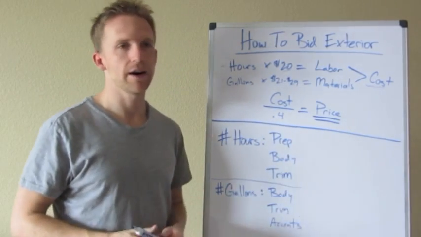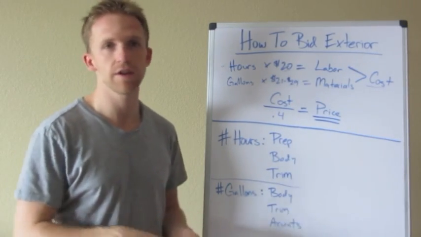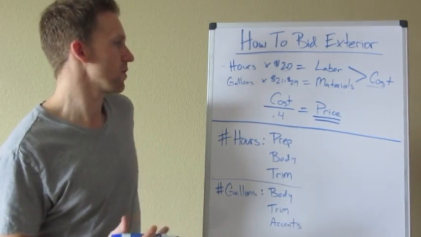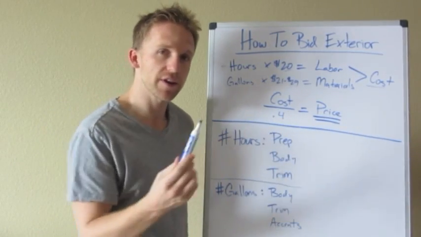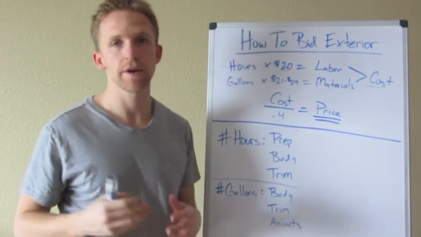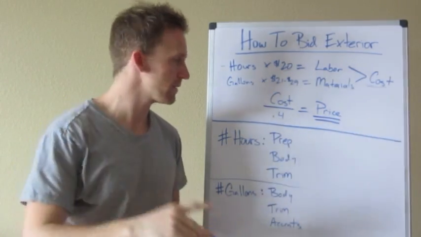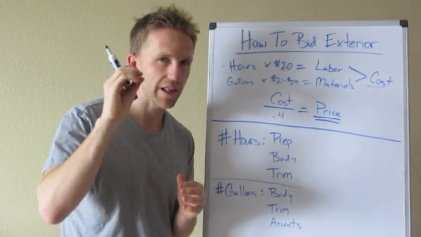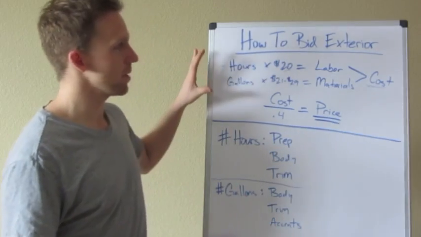Typically, a pretty typical markup is double. So if it costs you $1,500, you do the job for $3,000. The way we do it is we divide by 0.4, which is effectively like multiplying it by 2.5. That's how we come up with our price. And then we give our customers a 10% discount, which brings that price down a little bit so that we charge slightly more than double our cost. So that's going to be our pricing equation.